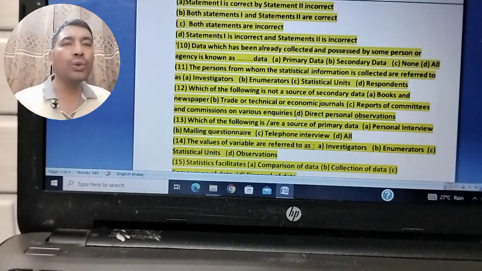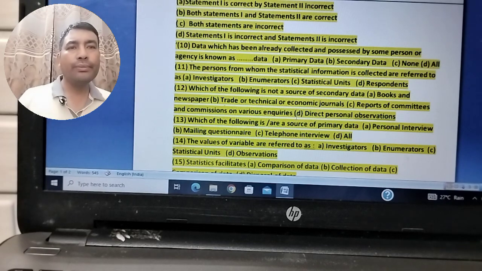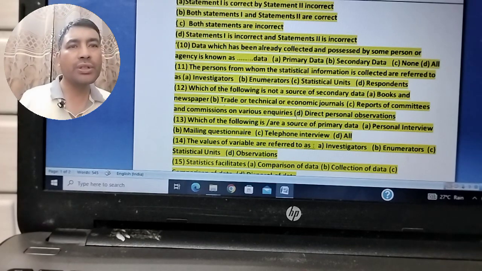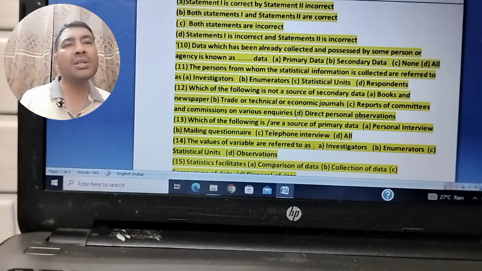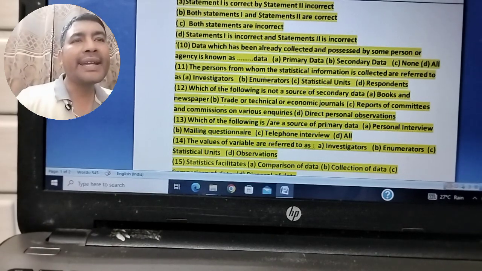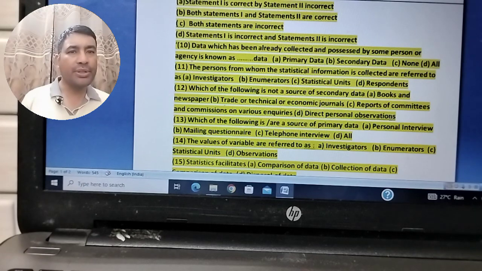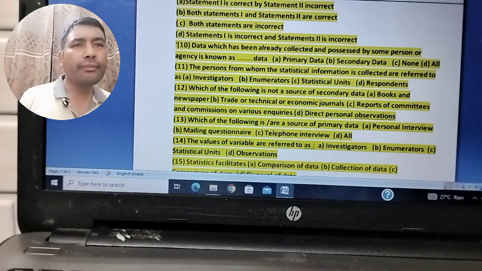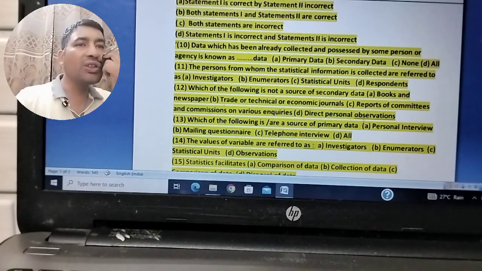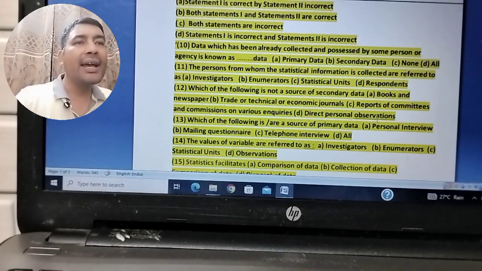If you want to get information regarding insurance, we can follow the Malhotra committee report. If you want to follow the report on banking sector reform, we can follow the Narasimhan committee report. These reports had already been submitted by some investigators. And direct personal observation is definitely primary data. So direct personal observation is not secondary data; it is a primary source of information.